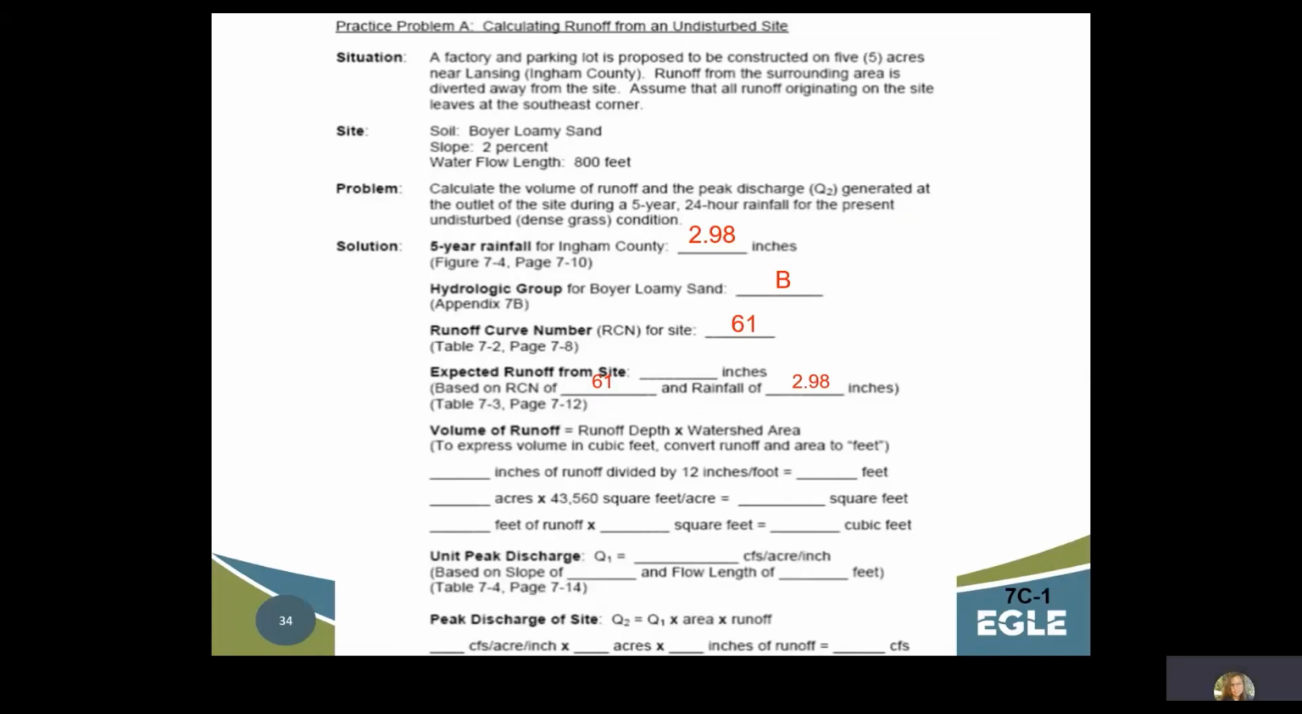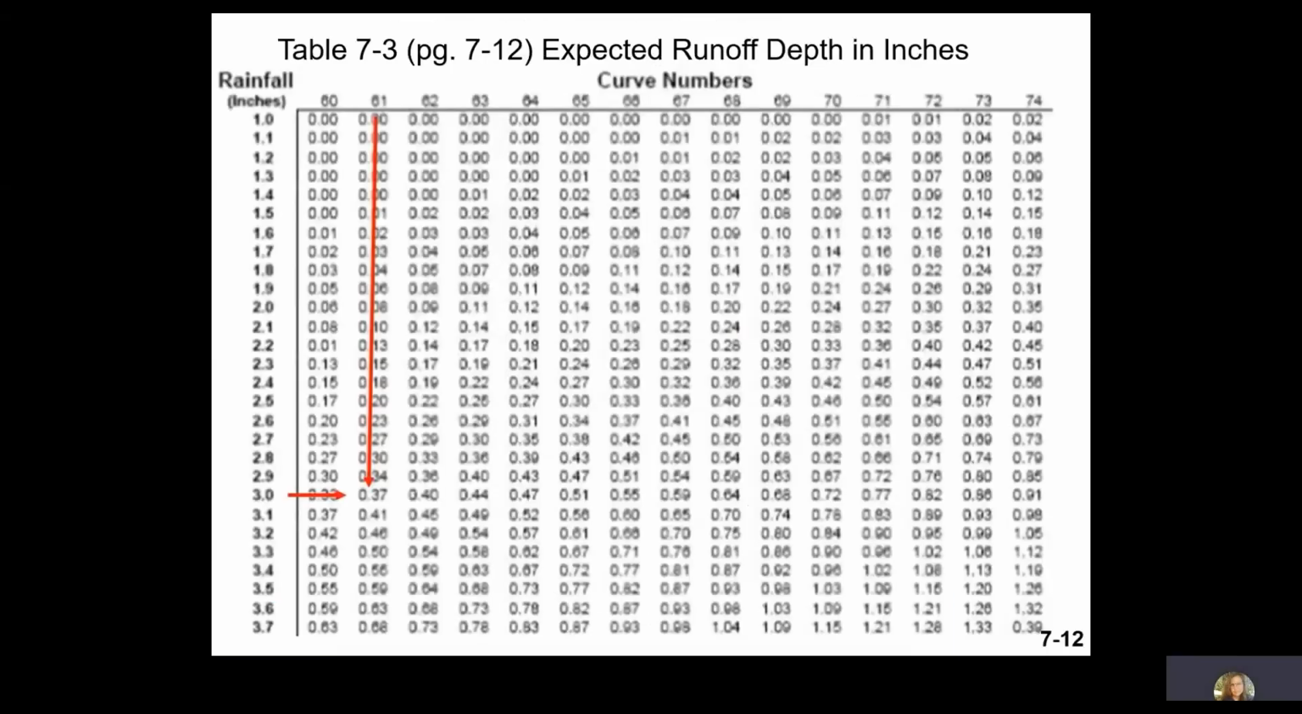The next question is to find the expected runoff from the site. Remember that the expected runoff from a site takes into account both the runoff curve number and inches of rainfall. Because we have already determined these two values, we can place them in the table as shown. Please refer to Table 7-3, Expected Runoff Depth in Inches to find this value. Here's Table 7-3, Expected Runoff Depth in Inches.